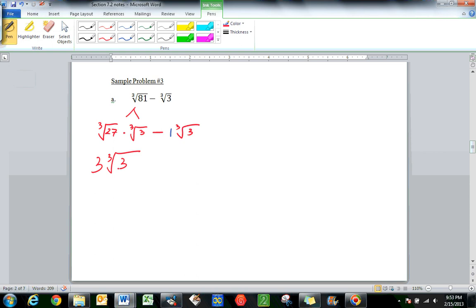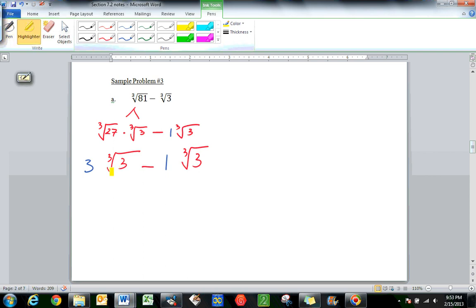Now be very careful here, and I'll make this a little bit more noticeable. This 3 is separate from the cube root of 3. We don't want to make it look like 3 to the 3rd power. That would be a mistake that we don't want to make. So if you need to give yourself a little spacing between your roots and the number, the coefficient that goes in front of it, you need to do that.